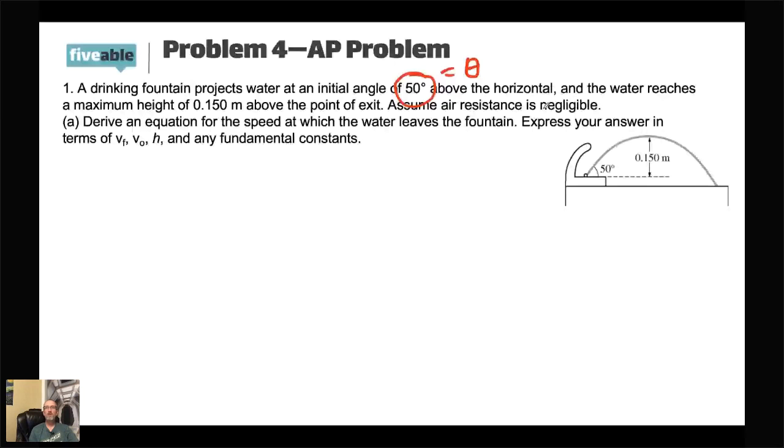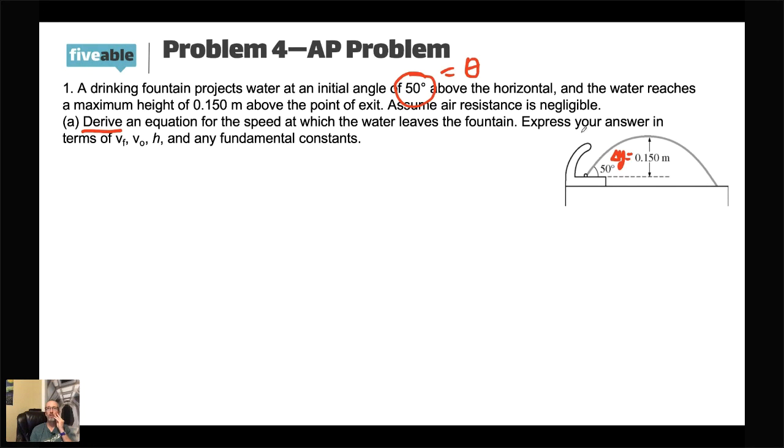The water reaches a maximum height, so this would be our delta y, and that's equal to 0.150 meters above the point of exit. So from here up, they've shown you that this is 0.15 meters. Now, on the AP test, they have you do a lot of deriving. They want to make sure that you understand the physics, and that you don't necessarily have a number that you're solving for. So they will ask you to derive some things.